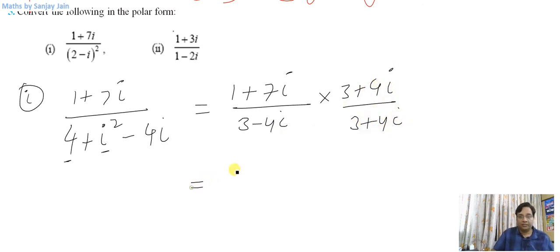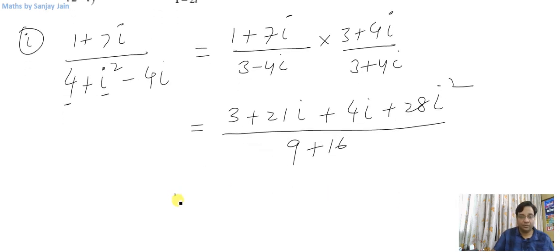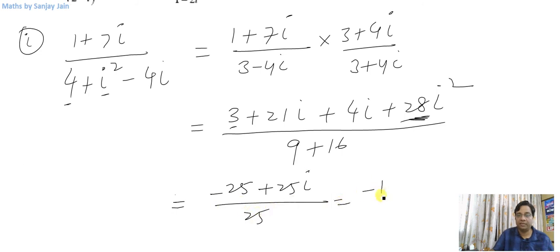It will give me 3 plus 21 iota plus 4 iota plus 28 iota square. And here I'll have 9 plus 16. So this will be minus 28. So minus 28 plus 3 will be minus 25. And this is plus 25 iota divided by 25. Hence I'll have minus 1 plus iota here. So this is the standard a plus iota b form of this complex number that I started with.